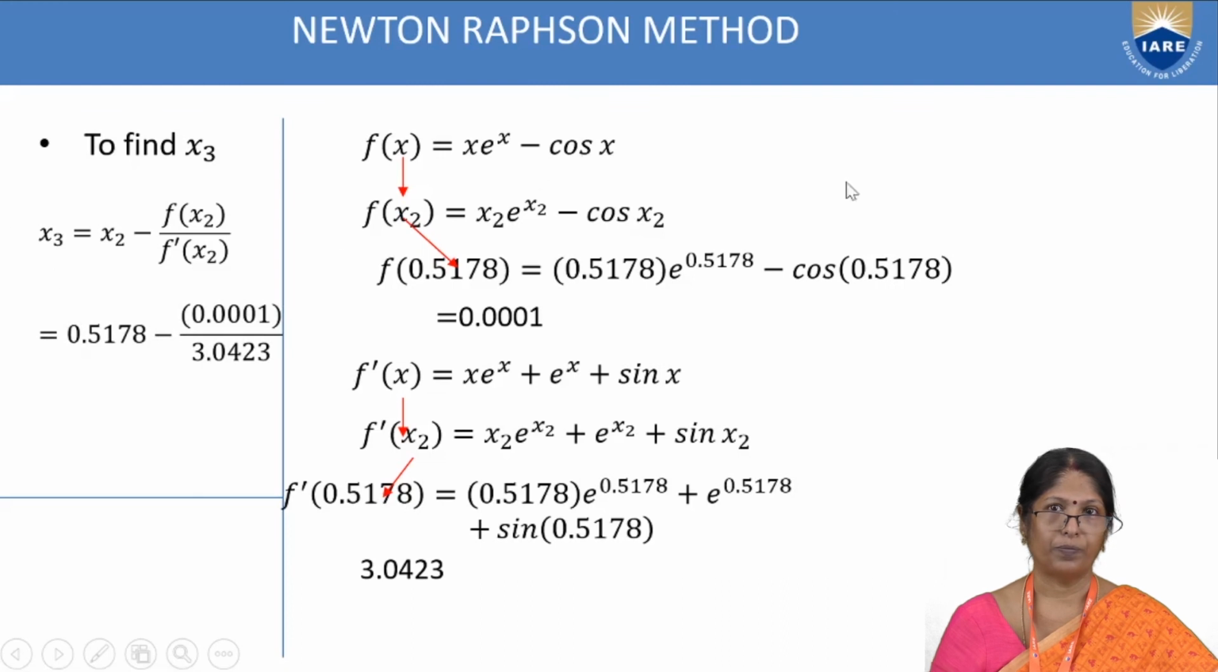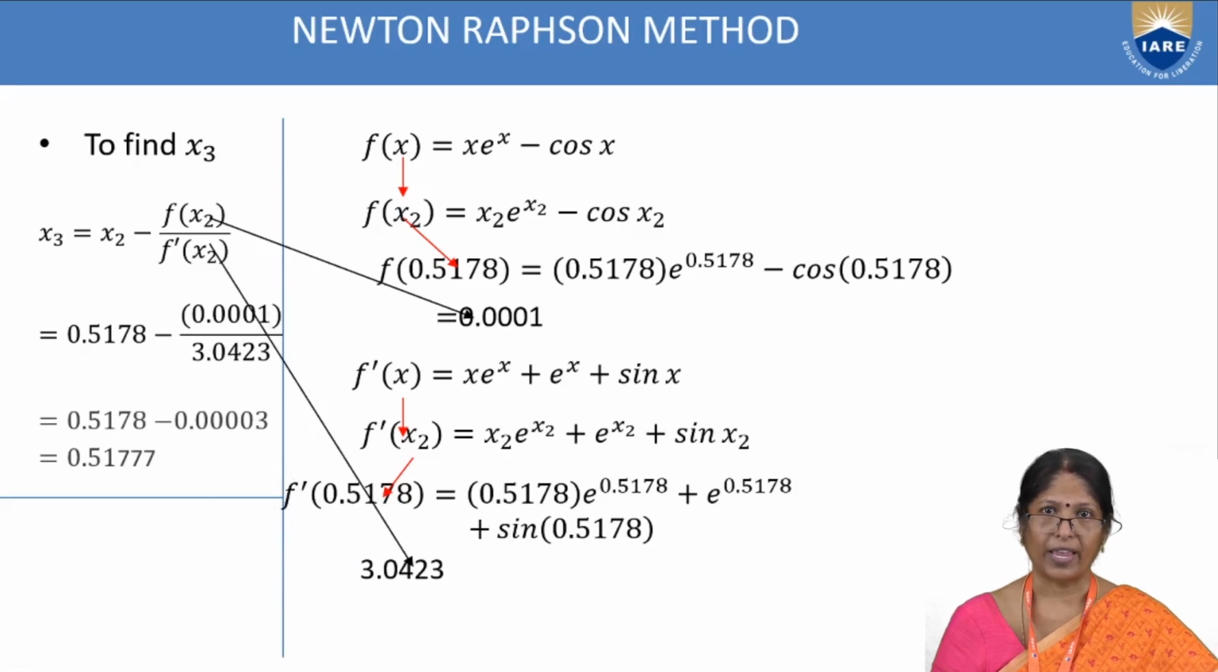Now you can see here, it is substituted. So f of x2, the value taken is 0.0001, and this arrow mark, f dash of x2, the value taken is 3.0423. So the calculation is done. So we are getting 0.51777.